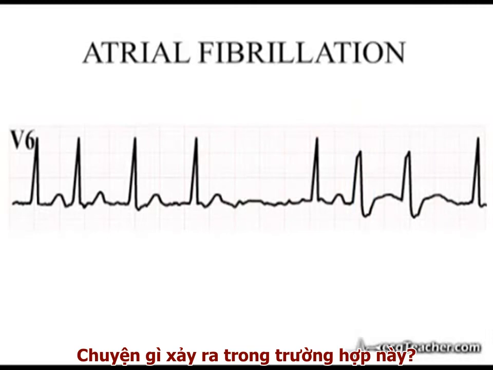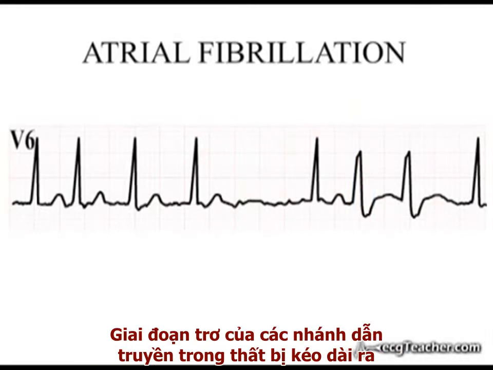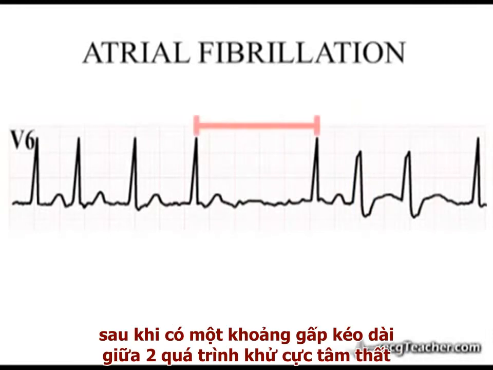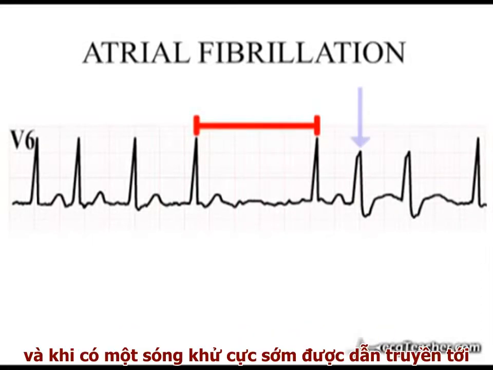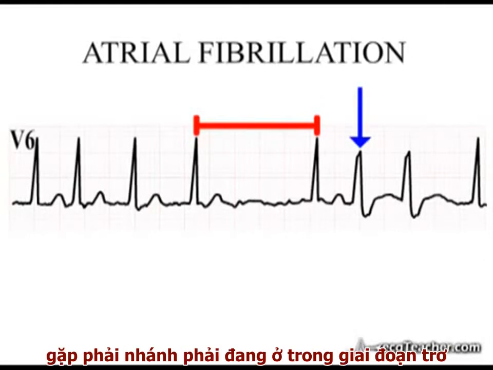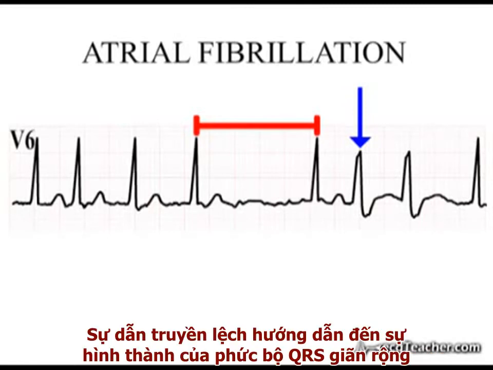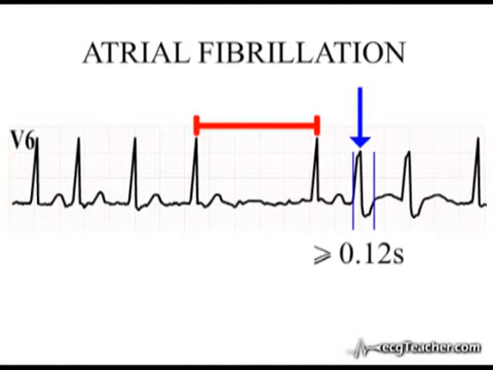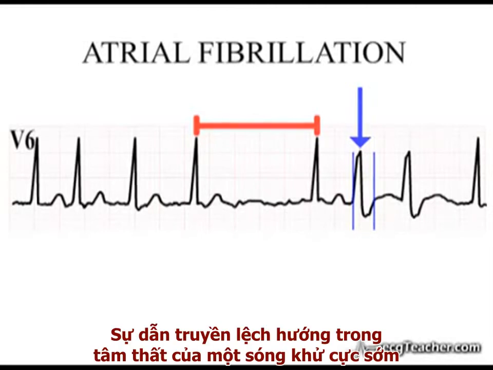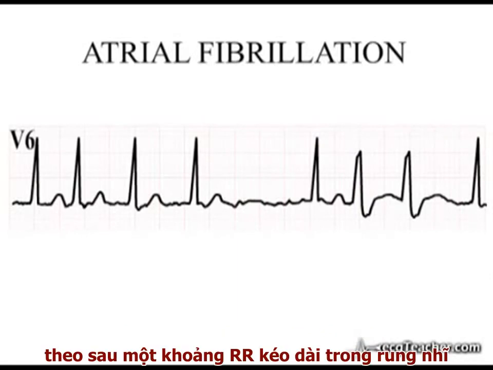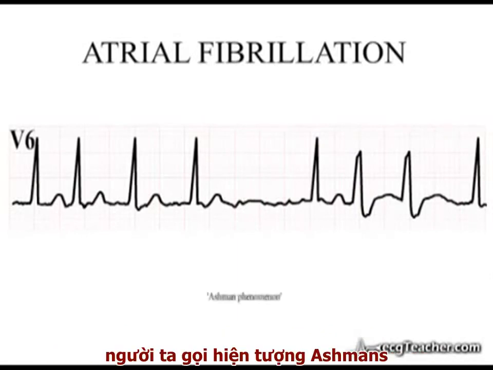What has happened in this case is that the bundle branches' refractory periods have lengthened during this prolonged gap between ventricular depolarizations. An early transmitted atrial depolarization wave has then encountered the right bundle branch while it is in a state refractory to transmission. Aberrant conduction results in the presence of a broad QRS complex. Aberrant ventricular conduction of an early depolarization wave following a long RR interval in atrial fibrillation is termed Ashman's phenomenon.